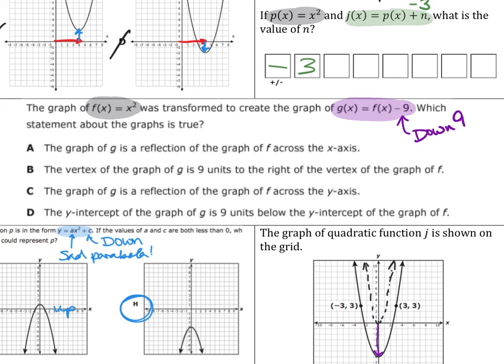D. Why is D the one? Because it's saying that the new graph moves 9 units down below the original graph. Very good. The original graph has a y-intercept at 0, so if we move that y-intercept down 9 units, we've shifted the whole graph. We know that the other ones are not correct because it's not a reflection, so that's not the vocabulary we're looking for. We're not looking for it to go to the right, and again, not a reflection. So we can very easily get to the correct answer here, that it's going down 9, so it's moving the y-intercept down.